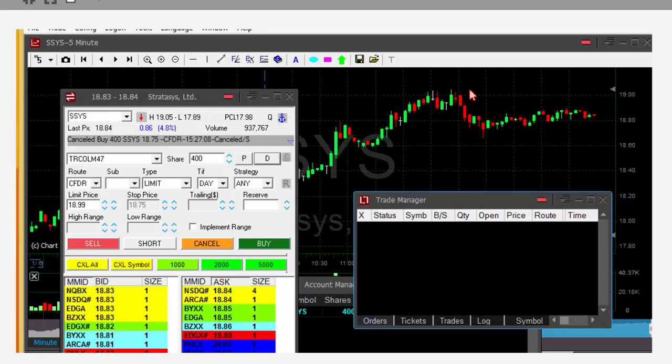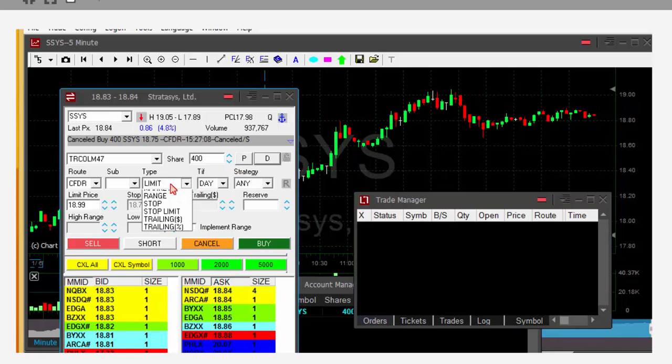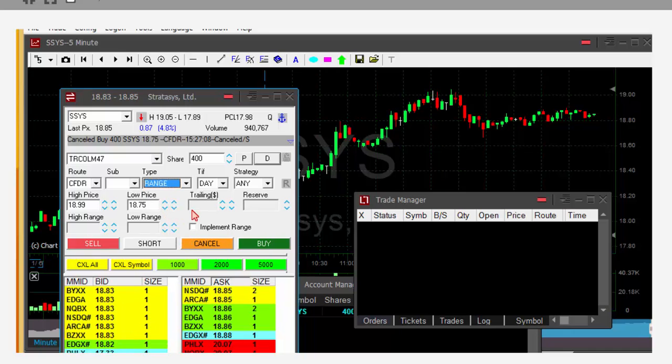So the way to do that is by choosing the range order. Here's the range order. And the range order now opens two windows over there. One is the low price, which is 75. And the other one is the high price, which is 18.99. I can change both of them, of course.